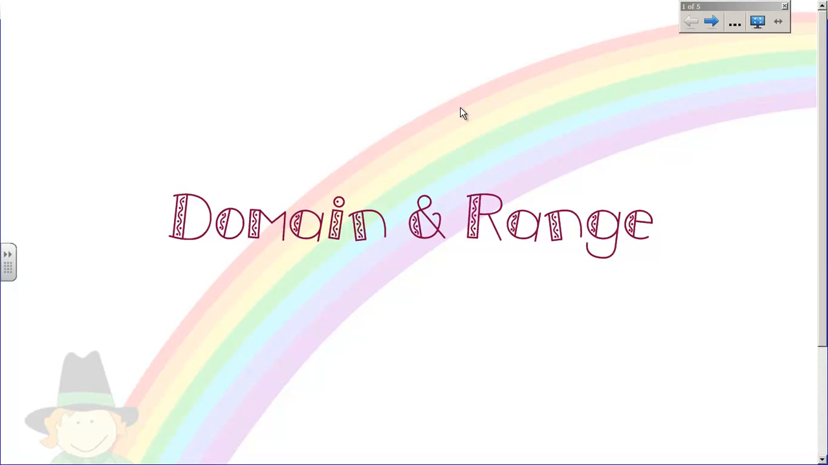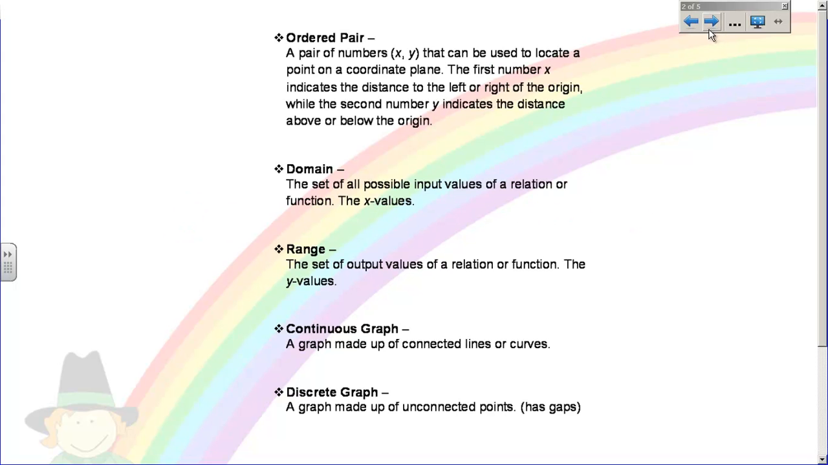Now that we have learned a little bit about parent functions and what a linear function looks like, what a quadratic function looks like, let's talk about something called domain and range. There are a few definitions that you need to write down. You need to know all of these.